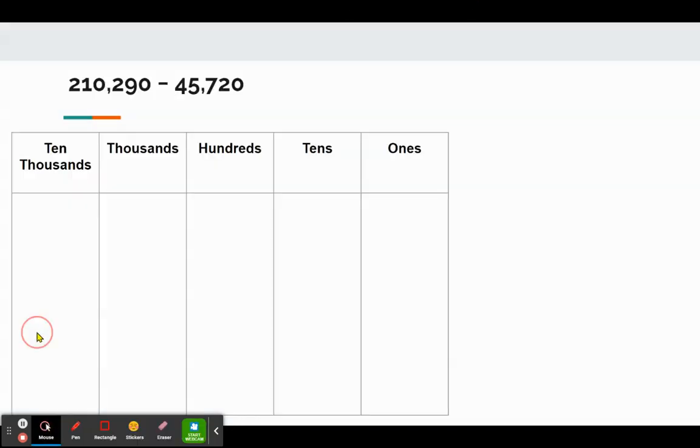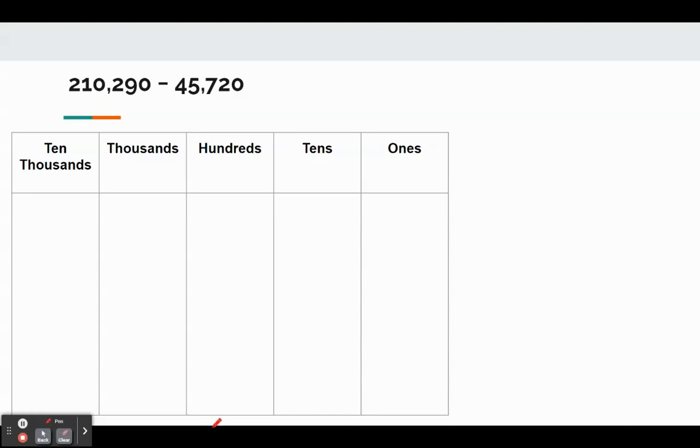All right, let's first go ahead and look at this subtraction problem, and we're going to use a place value chart first to solve this problem. So I have 210,290 minus 45,720. So let's go ahead and put our place value chips, our discs, in the appropriate places.